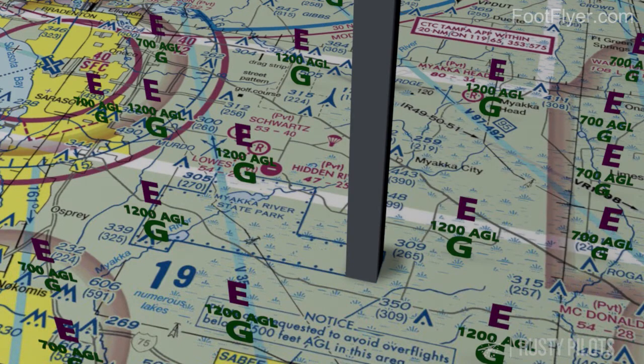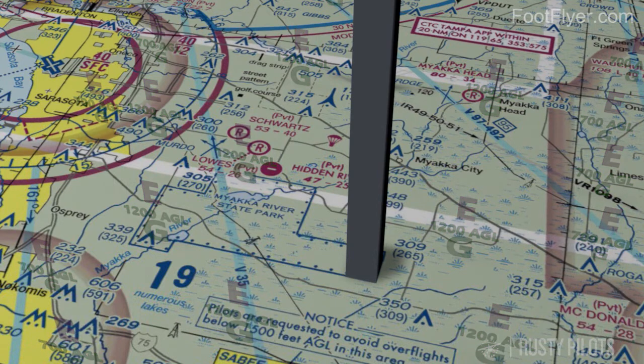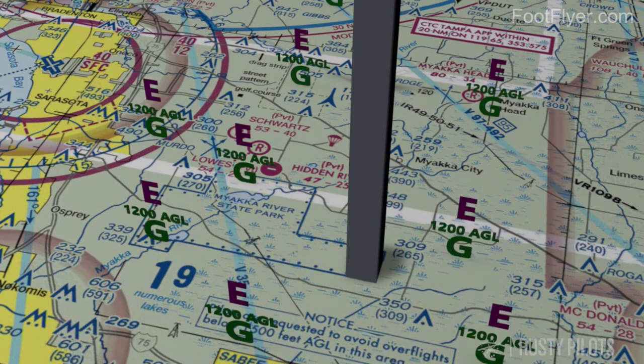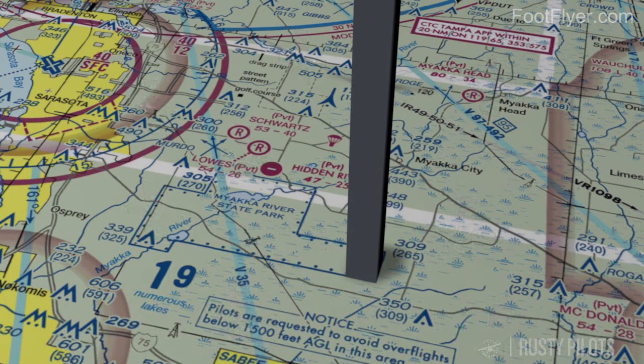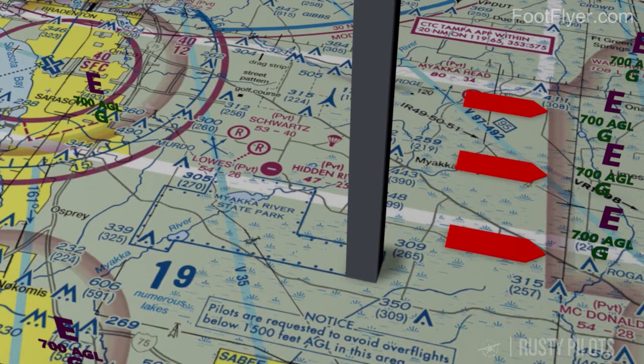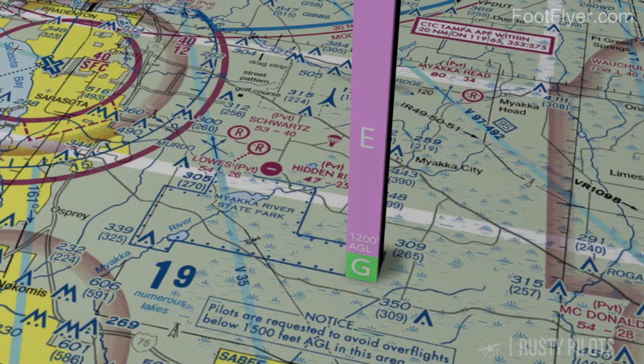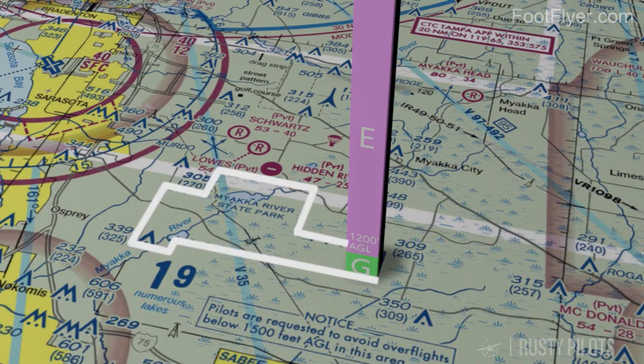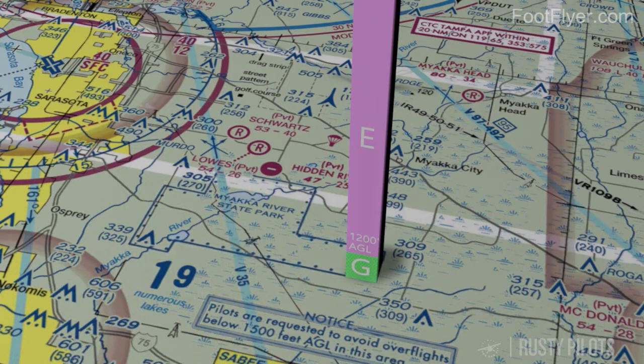G covers essentially the whole country with E above, so that's a safe bet. G at the ground, but how high? The default is 1200 AGL. And indeed, this is not in a transition area like here, so it would look like this. G up to 1200 AGL and E up to 18,000 MSL. Being in the east end of Myakka State Park doesn't affect the alphabet airspace, but we are asked to avoid overflight below 1500 AGL.